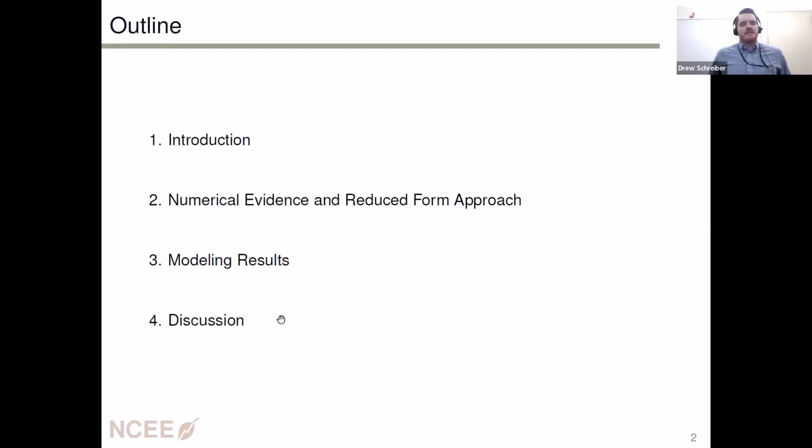So just to give us a quick outline of what I'll talk about today, I'll give a brief introduction over the purposes of the paper, the things that we're interested in getting at and some of the results. Then I'll walk through some numerical evidence for trying to capture these terms of trade effects in single country models and a way to implement them. I'll then discuss some modeling results and then have a quick discussion at the end.